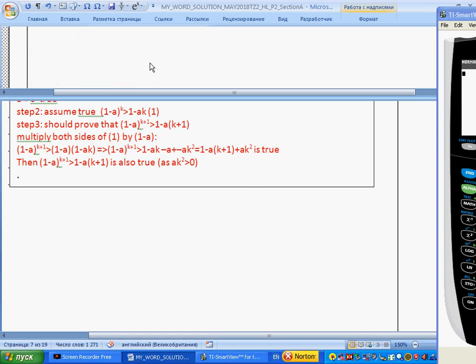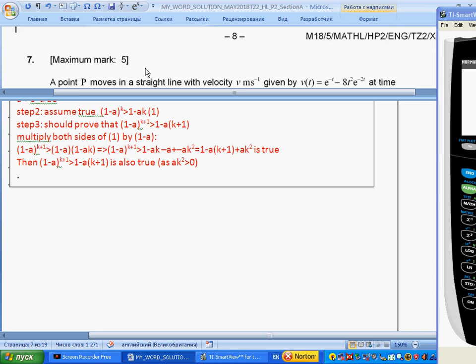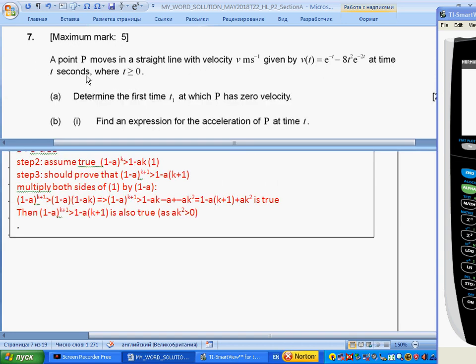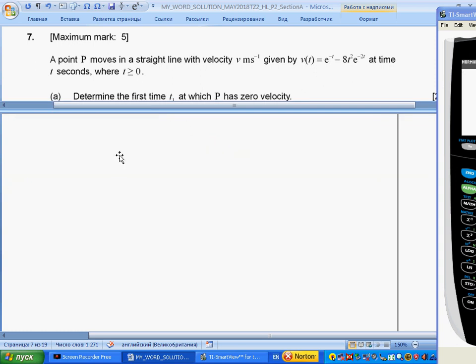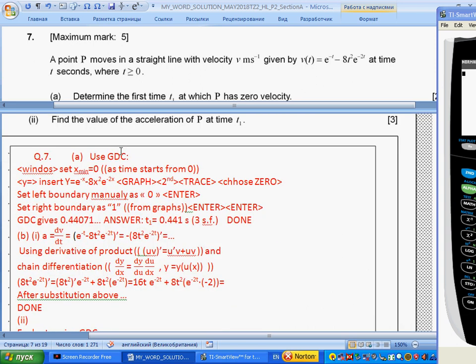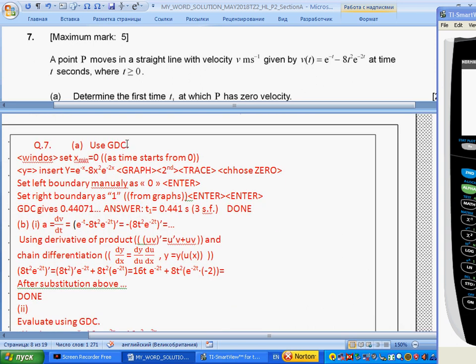Question 7. Also a very easy question. A point P moves in a straight line with velocity. Determine the time at which the velocity was 0. So it is only the use of a calculator. But we should assign the time, start time, 0.